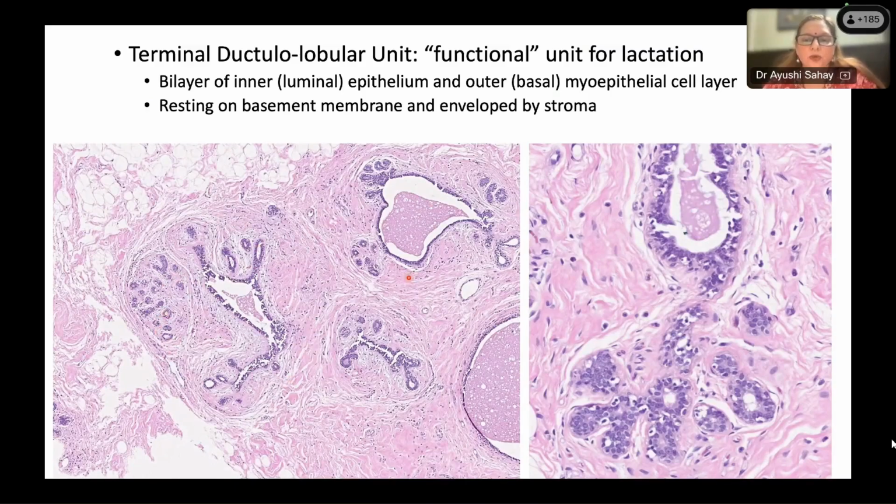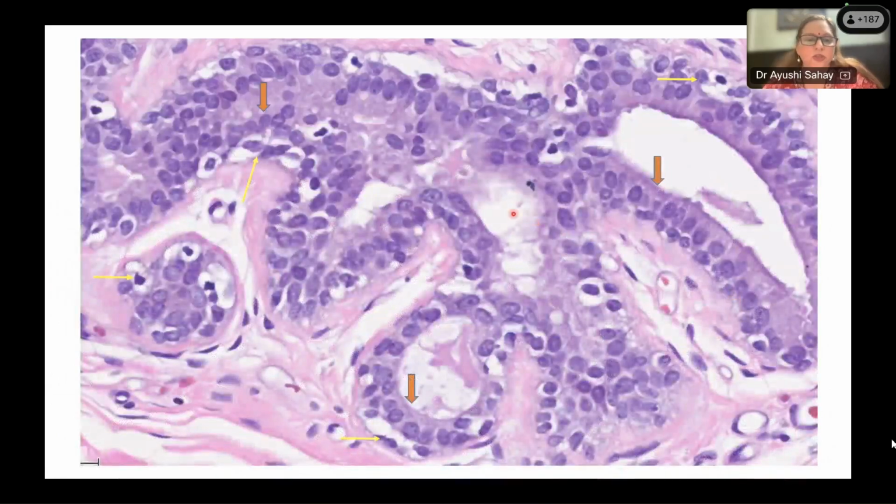So it is composed of a bilayer: an inner layer of tubular cells and an outer layer of myoepithelial cells. This bilayer of epithelial cells and myoepithelial cells, if you can see here nicely, rests on a basement membrane and is surrounded by what is known as the stroma of the breast. On high power, you can see a bilayer structure.